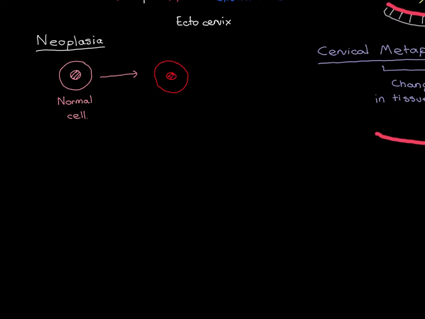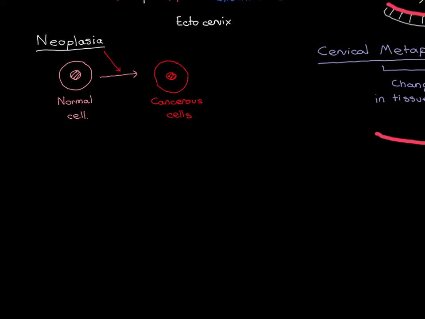Here's its nucleus. Okay, and of course a single normal cell will not just give rise to a single cancerous cell, it will give rise to lots of cancerous cells. So I'll put cancerous cells here. So this is the process that we want to understand. How does a normal cell end up producing a cancerous tumour, a malignant tumour? And that process is called neoplasia.